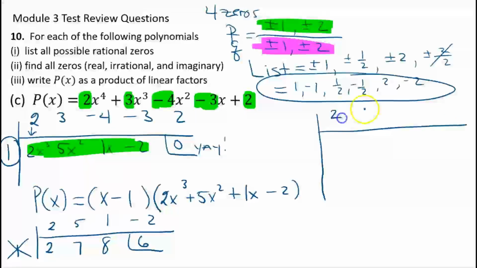So I'm going to come over here and just rewrite 2, 5, 1, negative 2, and start with the next number on my list, which is negative 1. 2 comes directly down. Negative 1 times 2 is negative 2 plus 5 is 3. Negative 1 times 3 is negative 3. Plus 1 is negative 2. And negative 1 times negative 2 is 2 plus negative 2 is 0. Yay!